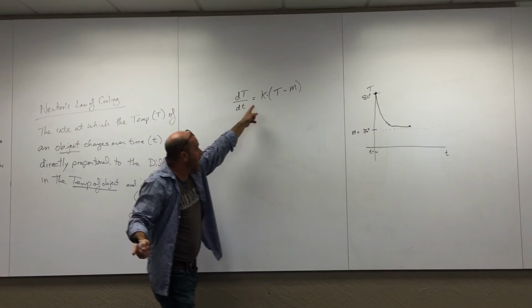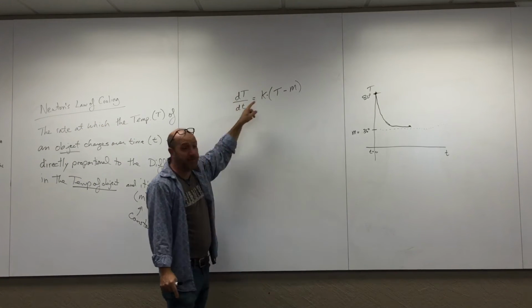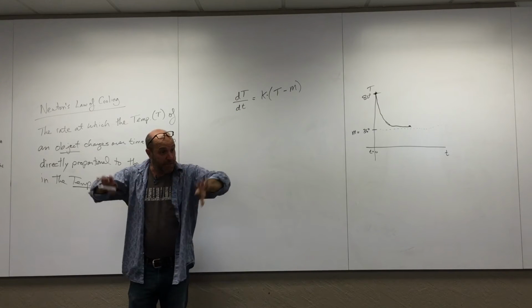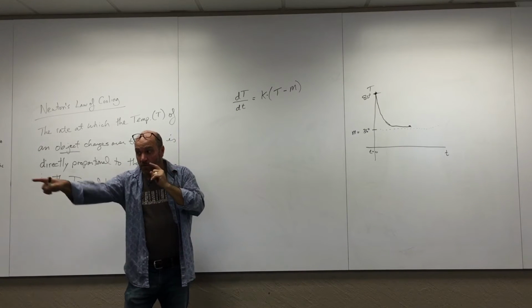And the k and the m are constants. The variables are capital T and little t. I think we should separate and integrate. What do you want to say?